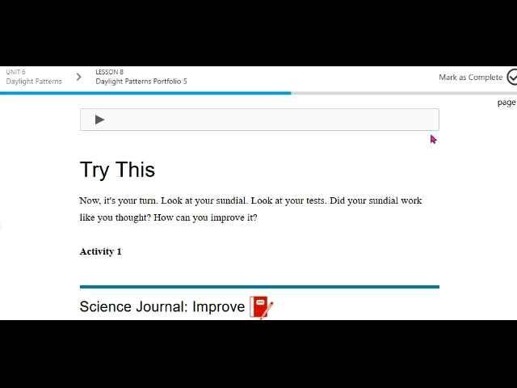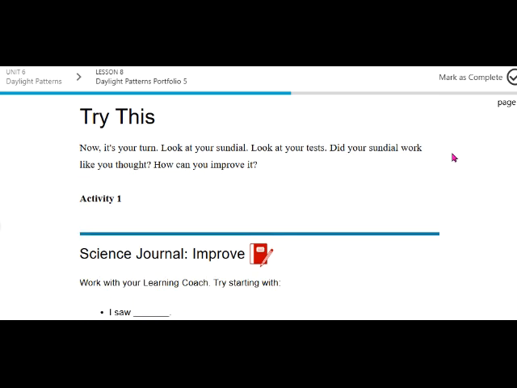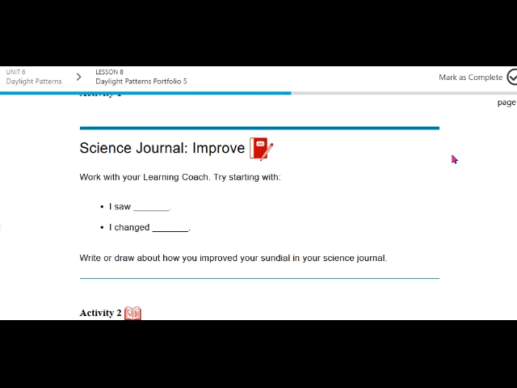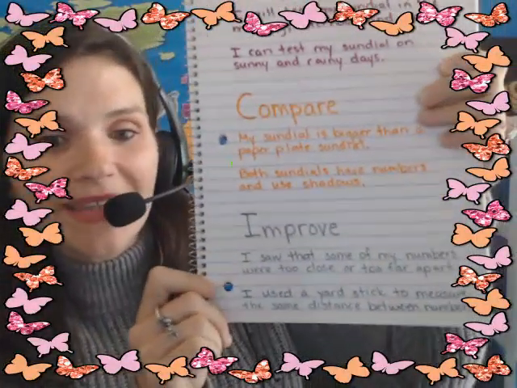Now it's your turn. Look at your sundial. Look at your tests. Did your sundial work like you thought? How can you improve it? So you're going to record how you improved or your ideas to improve your sundial in your science notebook. You can start with "I saw..." or "I changed..." So here are my examples. They're not exactly the same as this, and they're not exactly the same as yours may be, and that's okay.